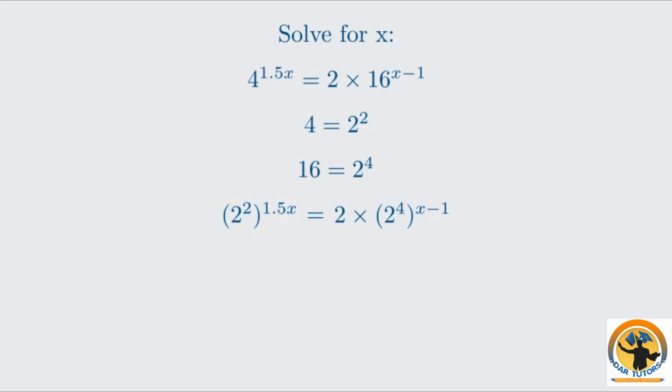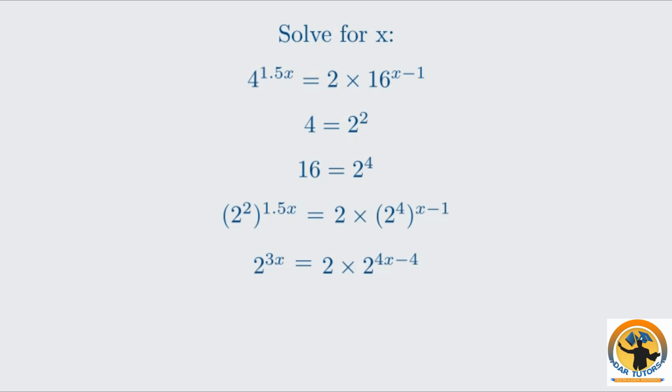The right side becomes 2 times 2 to the fourth, all to the power of x minus 1. Now we simplify both sides using the power rule. On the left, 2 times 1.5x is 3x. On the right, 4 times x minus 1 is 4x minus 4. So we have 2 to the 3x equals 2 times 2 to the 4x minus 4.